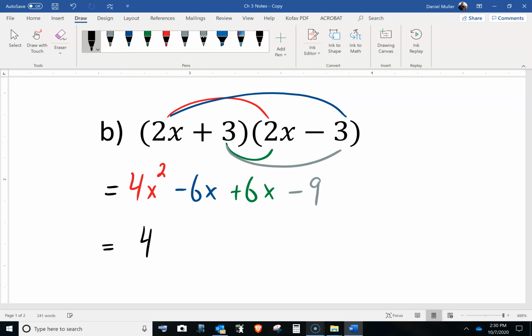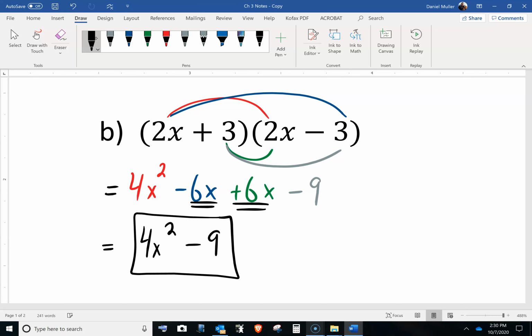So this leaves me with a 4x squared. These are alike. Negative 6 plus positive 6 cancel out. There's the same number. One's positive, one's negative. So those are gone, and you just have a 4x squared minus 9.